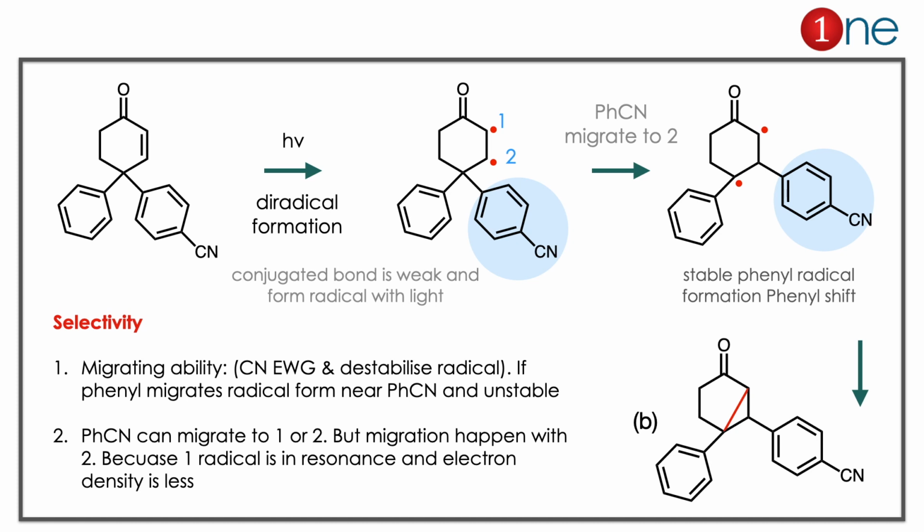Here you have to learn two important things, which is selectivity. First thing is migrating ability. You have to decide when the group migrates whether a stable intermediate is formed or not. Here the radical is there. If the phenyl group moves, an unstable cyanide radical forms. If cyanide moves, a stable phenyl radical forms there. Here the radical can migrate to position 1 or 2. So why does the 2 migration happen there? Because radical 1 is not always available due to the resonance there. Because the radical moves between oxygen and carbon, so the availability is less there.